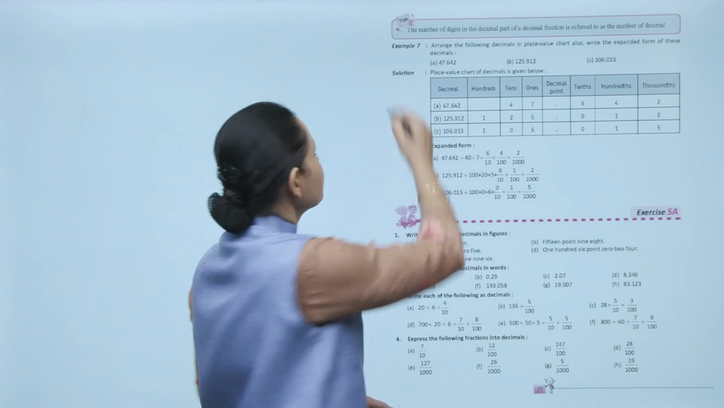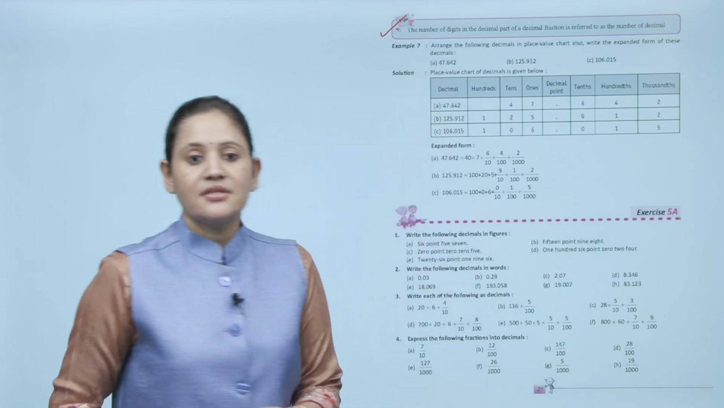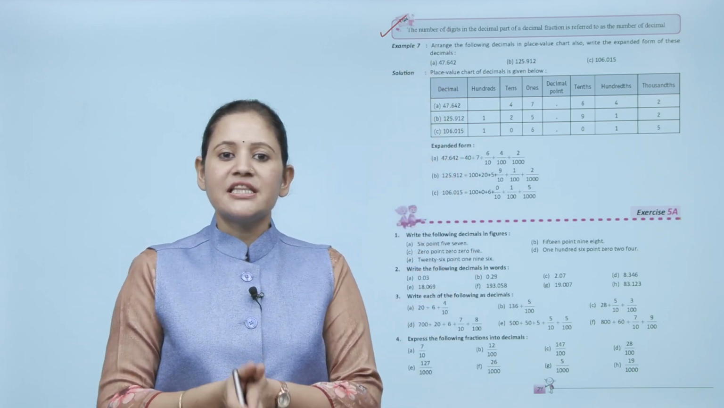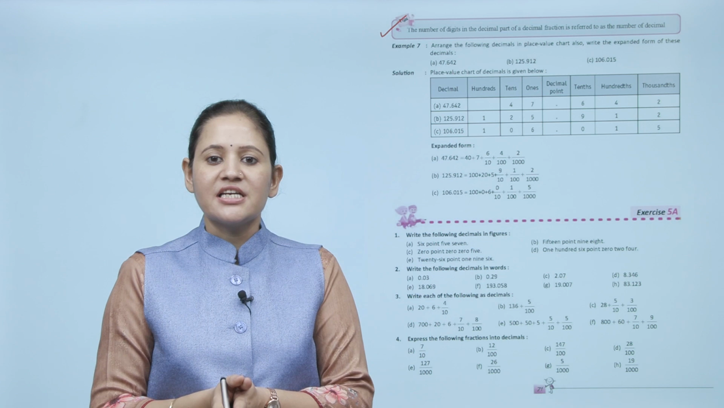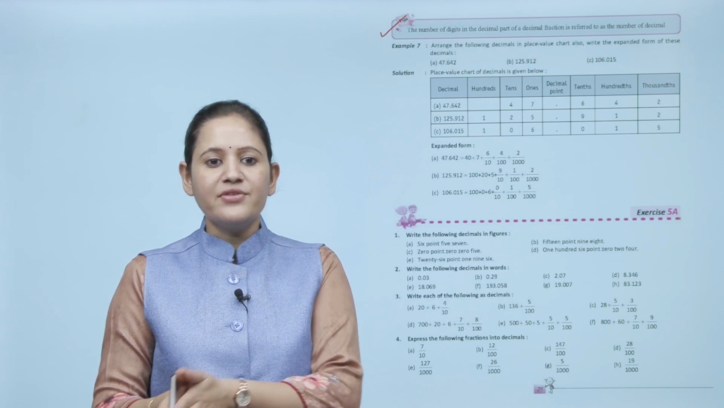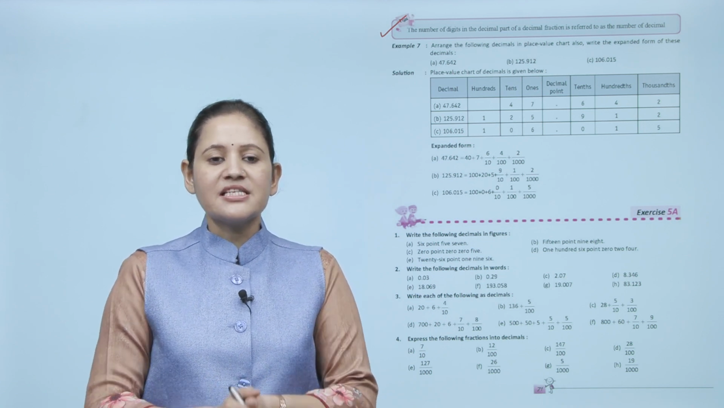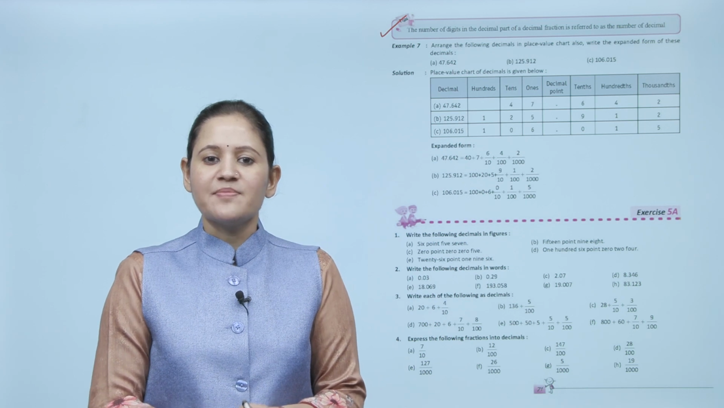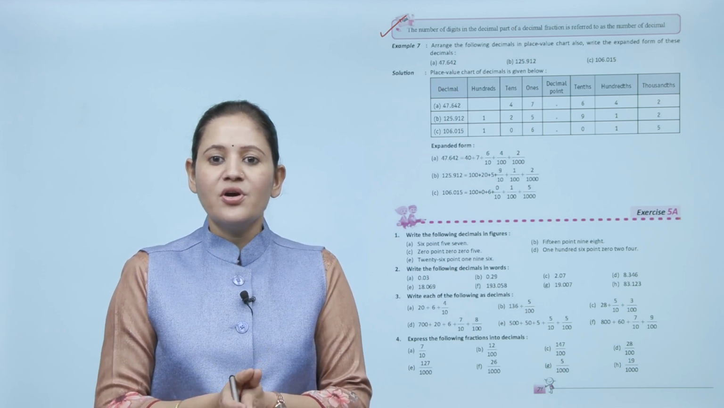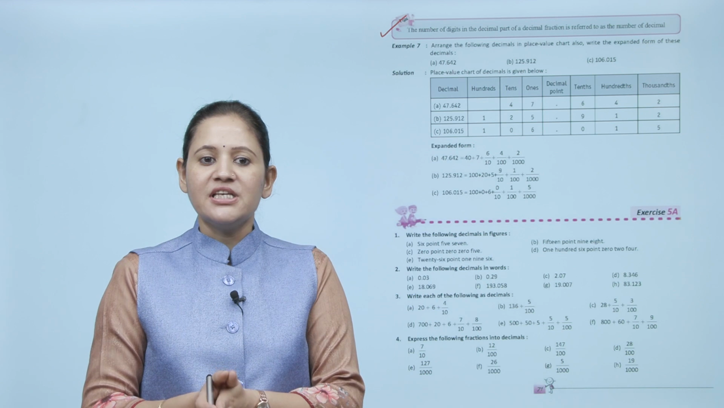Tips. The number of digits in the decimal part of a decimal fraction is referred to as the number of decimal places. Example लेते हैं. Example 7. Arrange the following decimals in a place value chart. Also write the expanded form of these decimals.